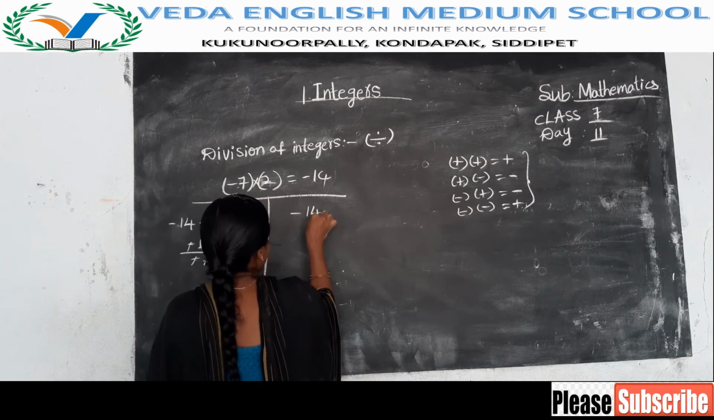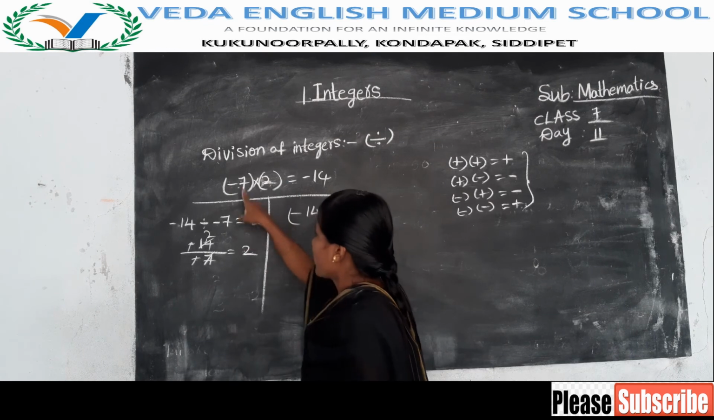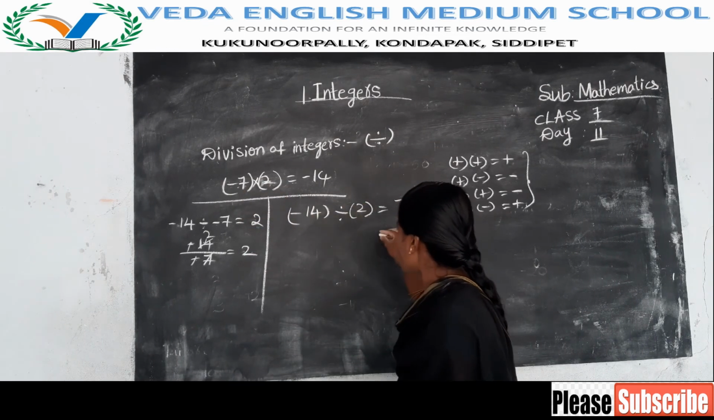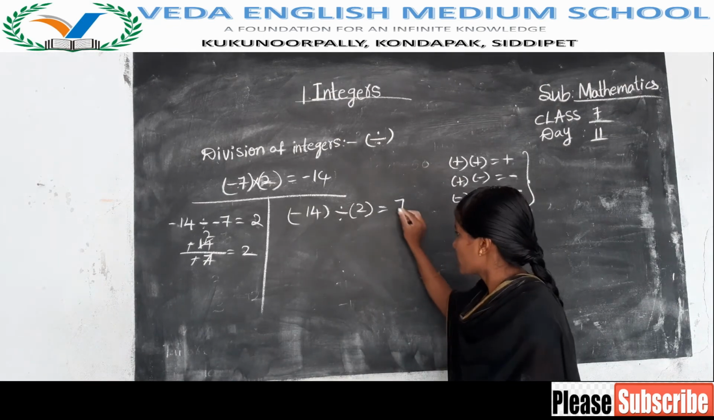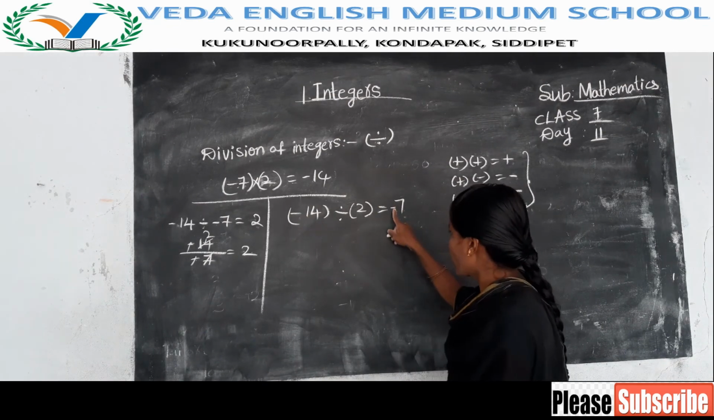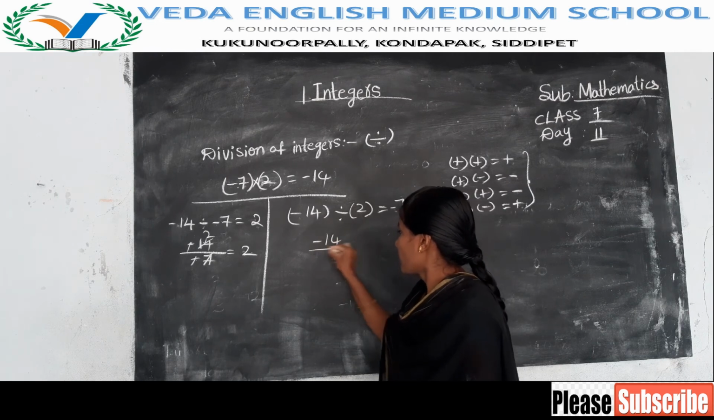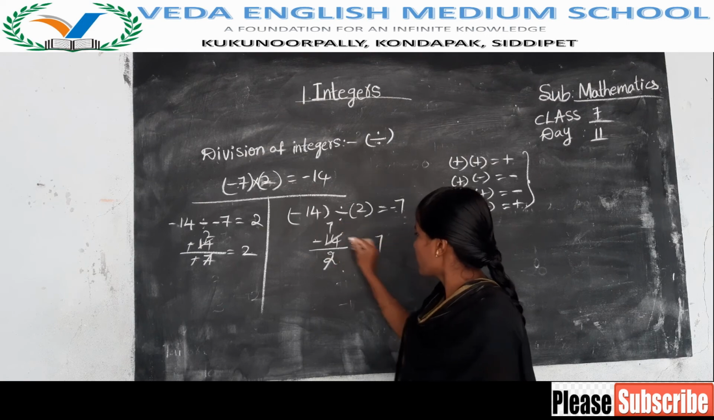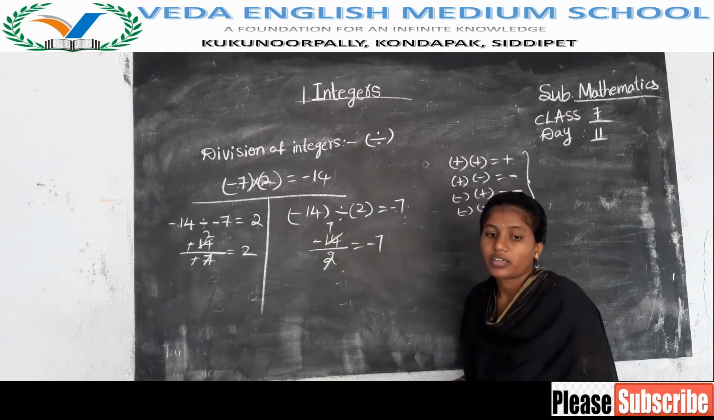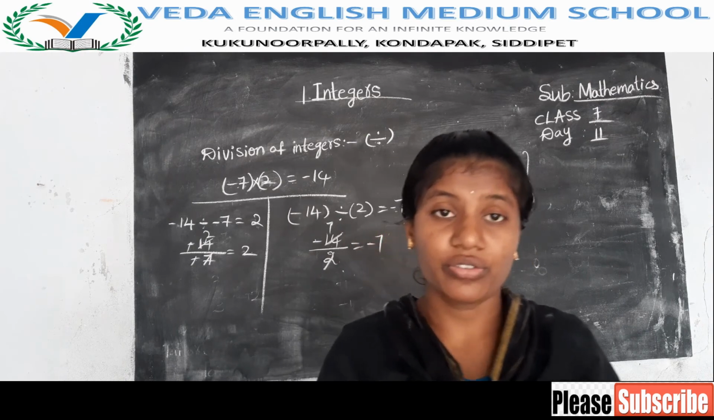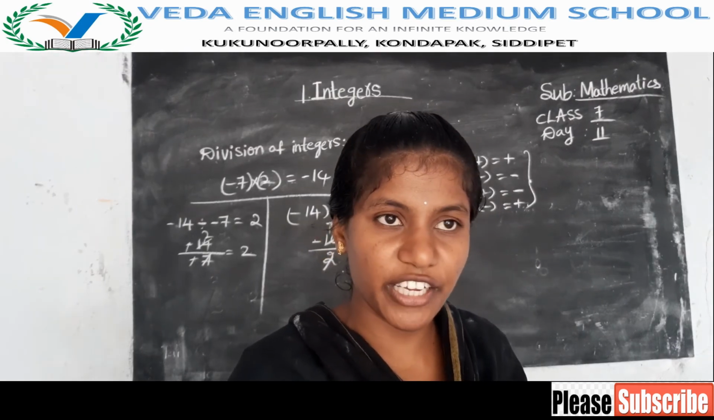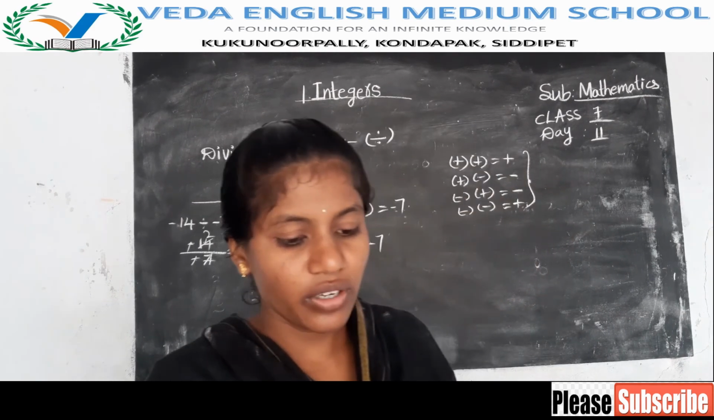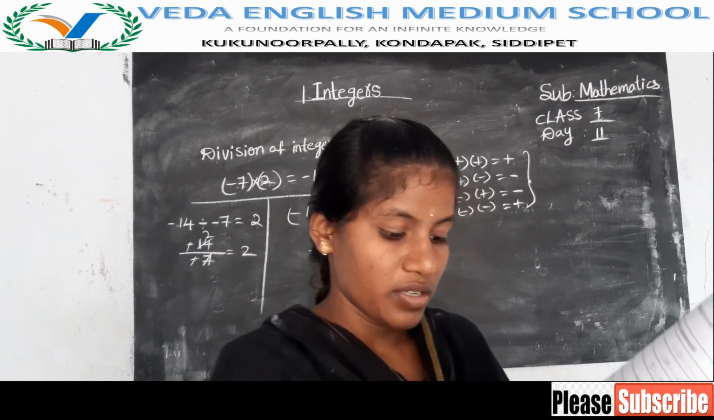Next, minus 14 divided by 7 completed. Next with 2. 2, 7 times gives 14. Now minus or plus? Minus. Here we have minus, so you have to write minus. Minus 7 divided by 2. 2 sevens are 14. That means division is a process inverse to multiplication, and by using one multiplication fact we can write two division facts.